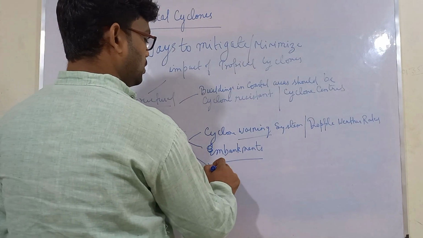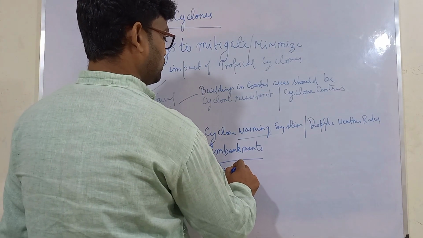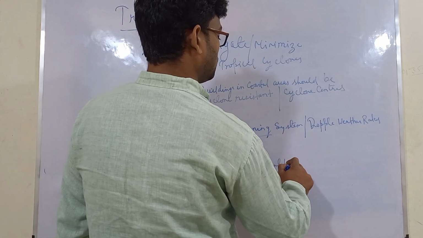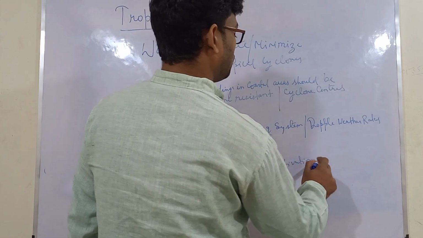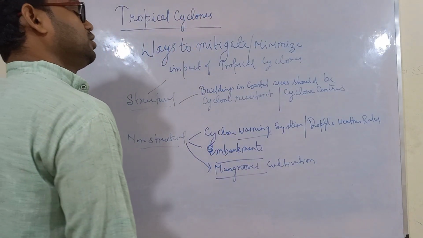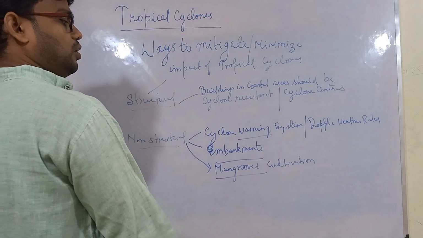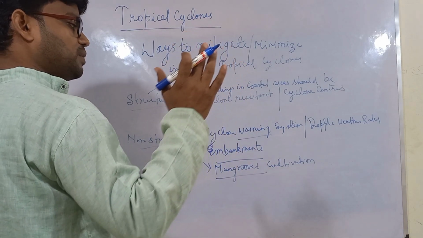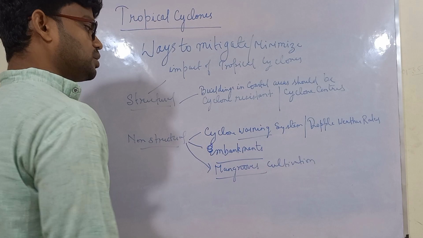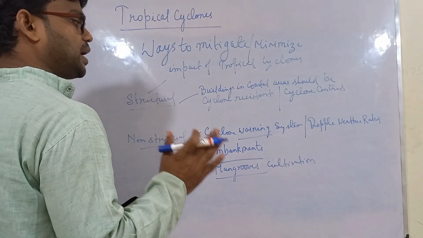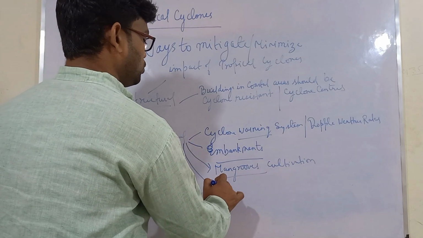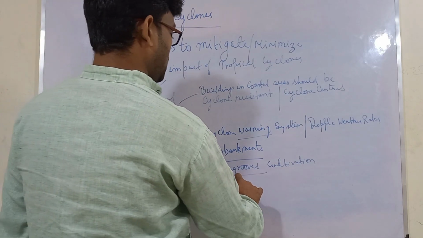Third is the use of mangrove cultivation. Cultivation in the coastal area, especially in the Sundarban regions or in the Odisha portion, absorbs much of the energy deposited by the tropical cyclone, and due to this the cyclone causes less damage in the coastal area. And the fifth one is use of dry ice.